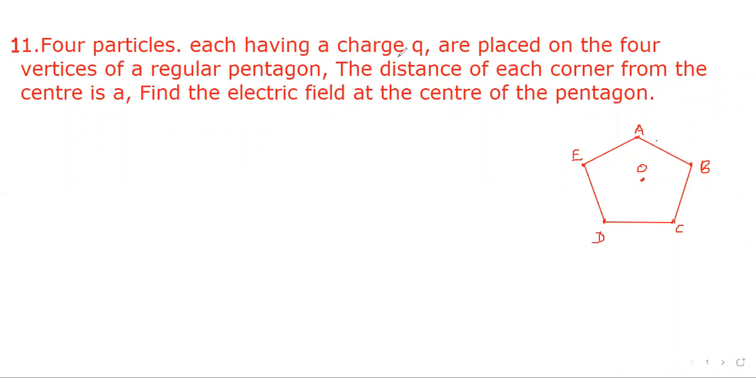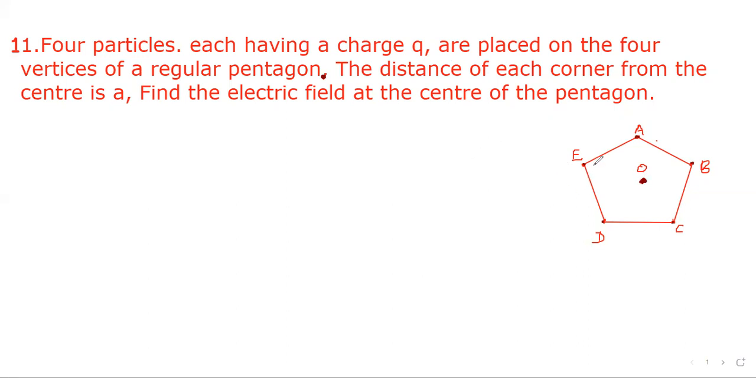Four particles, each having a charge q, are placed on the four vertices of a regular pentagon. The distance of each corner from the center is a. Find the electric field at the center of the pentagon. Consider the situation when all five corners contain charge q. In that case, due to symmetry, the net field at the center will be 0.